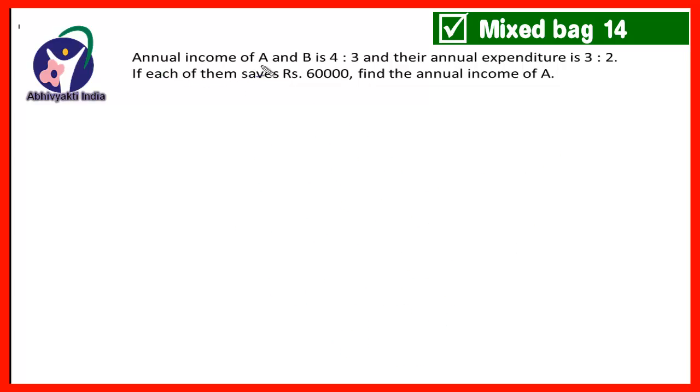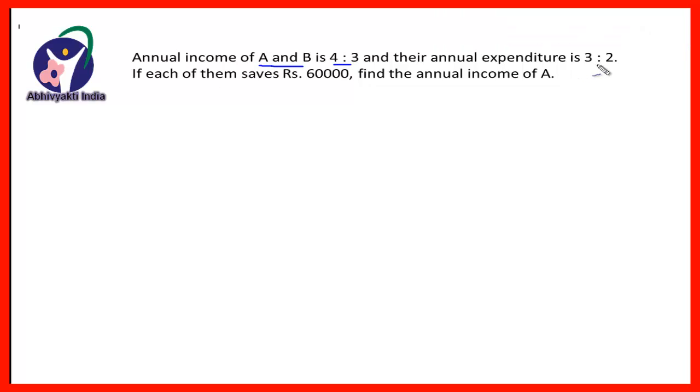The annual income of A and B is 4:3 and their annual expenditure is 3:2. If each of them saves rupees 60,000, find the annual income of A. Now here, the annual income of A is what we have to find, but the annual income of A and B is in the ratio of 4:3.